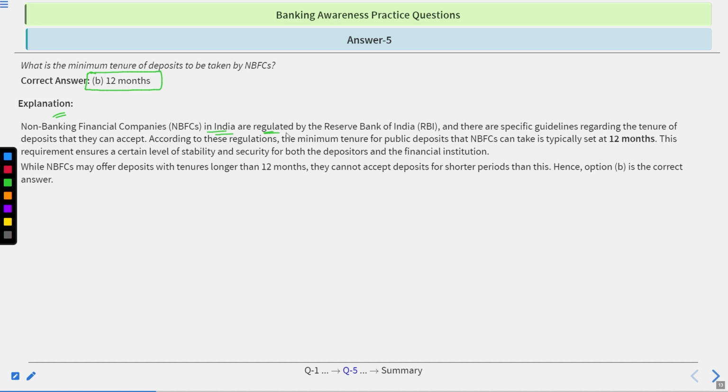This requirement ensures a certain level of stability and security for both the depositor and the financial institution. While NBFCs may offer deposits with tenures longer than 12 months, they could not accept deposits for a shorter period than this. Hence, option B is the correct answer.